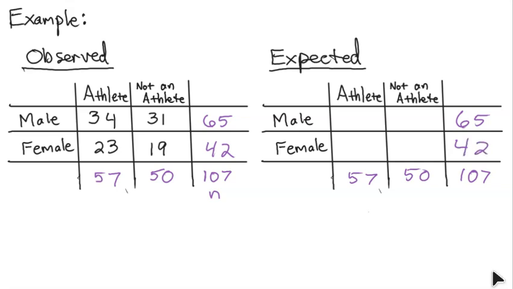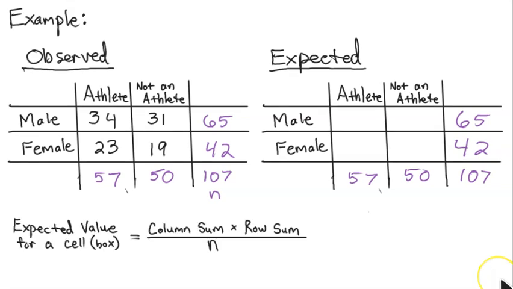Okay, there we go. And now, to get this number and this number and this number and this number, we're going to use that formula that I showed you before. Let me go get that formula. All right, so here's our formula. We're going to multiply the column sum.